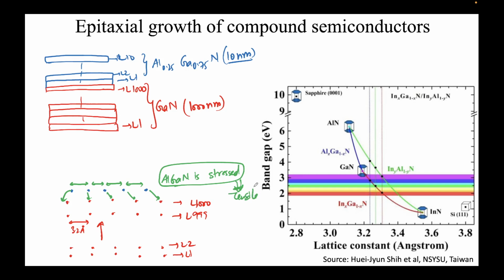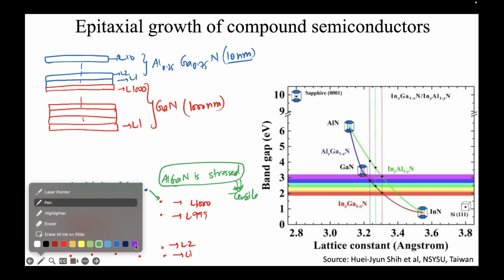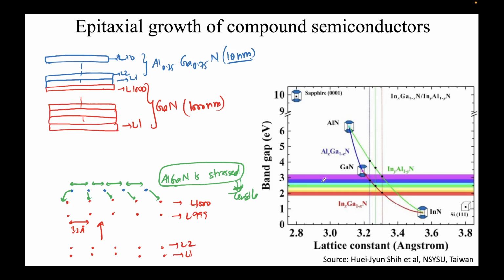Okay. On the other hand, let's say you are growing, I hope I am able to point out here. So let's say on the gallium nitride bottom layer, rather than growing aluminum gallium nitride, you now want to grow indium aluminum nitride. That's how we write this, indium aluminum nitride on GaN. So this is the top layer, this is the bottom layer. So GaN will be somewhere over here, right?